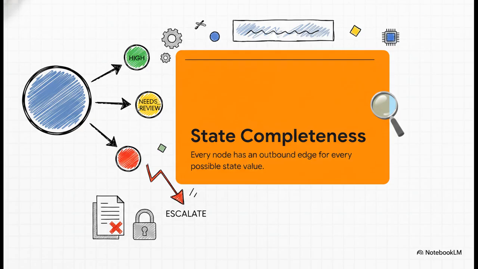All right, invariant 3 is state machine completeness. Grounded in David Harel's 1987 work on state charts, this means every node must have an outbound edge for every possible value it can generate. Imagine your routing logic can return high, needs review, or escalate. But let's say your conditional edges only map paths for high and needs review. So what happens to escalate? It hits a dead end. That implicit fall-through means a high-risk packet quietly closes out without human eyes ever seeing it. That is an absolute compliance nightmare.